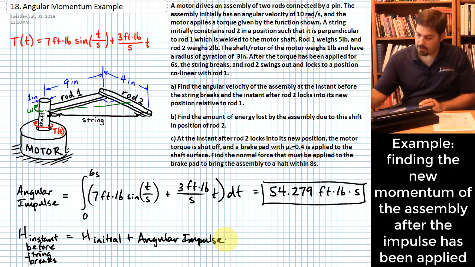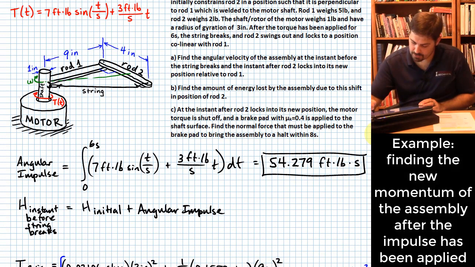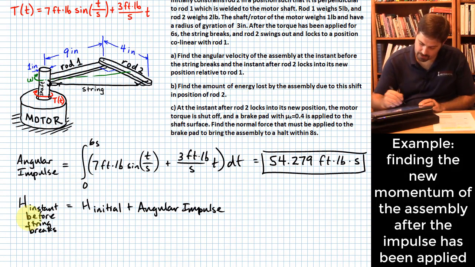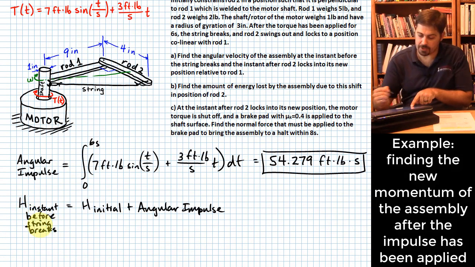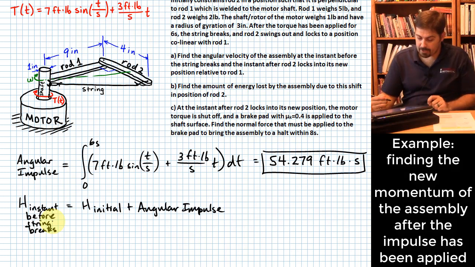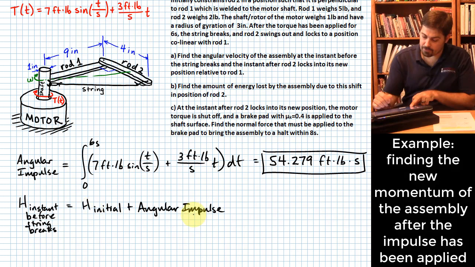Okay, and so let's go ahead and start calculating these. Because what we're trying to figure out first is just what is this angular momentum that I have at the instant before it breaks. From that value, I will be able to calculate my angular velocity. So I'll get to that, but first we'll do it this way.